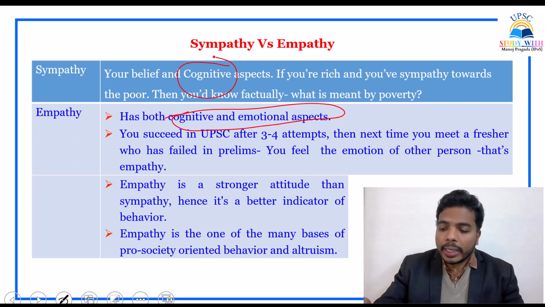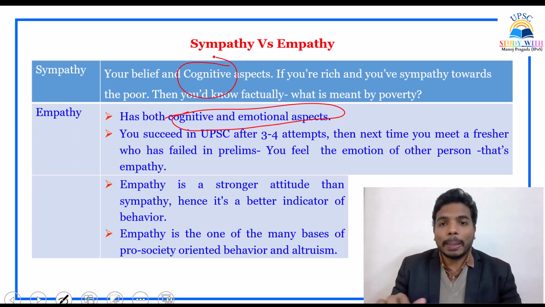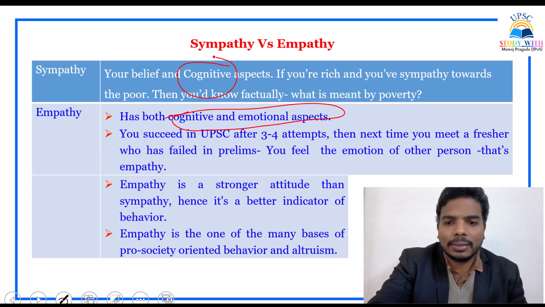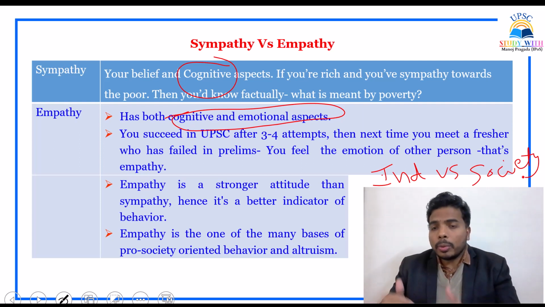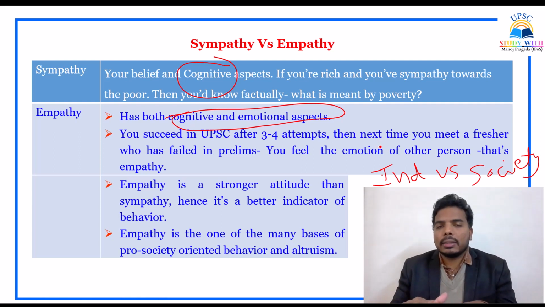So when you are thinking for other human beings, other poorer and marginalized sections of the society, then you are willing to do something for them. So empathy is creating a base for what? For society, individual versus society. We have already discussed this. Individual versus society. So you are more thinking about society. So empathy is creating a base for altruism because you are thinking about others' emotions and feelings.